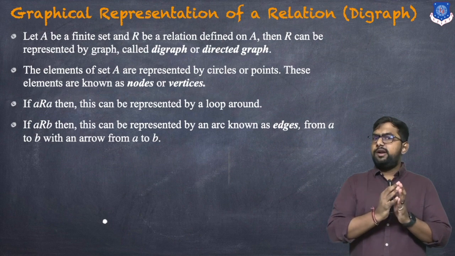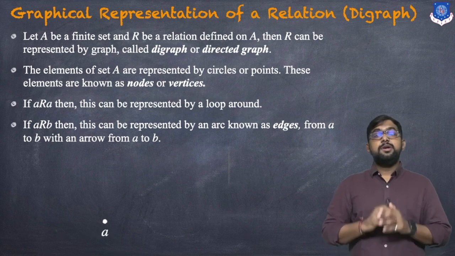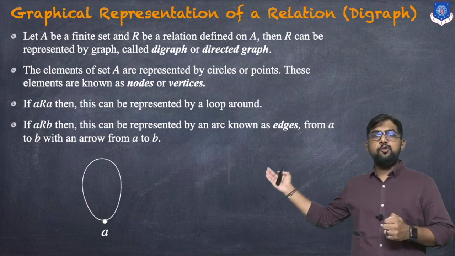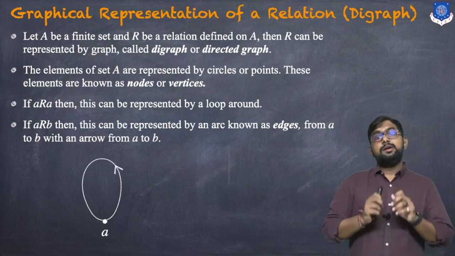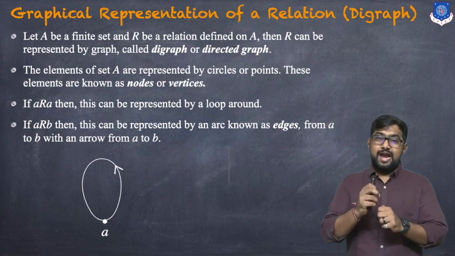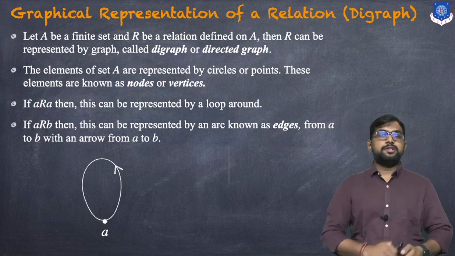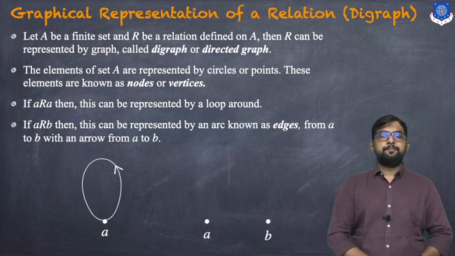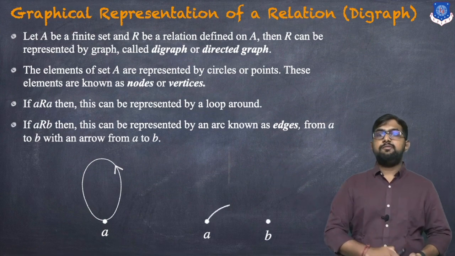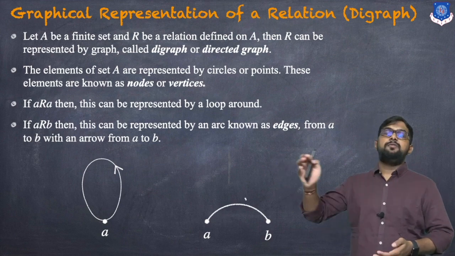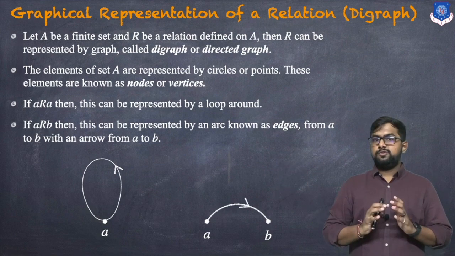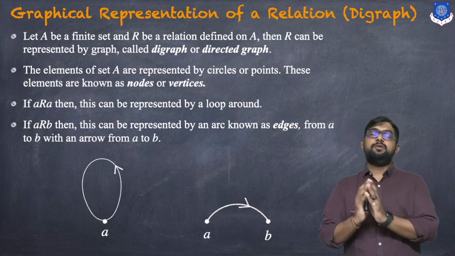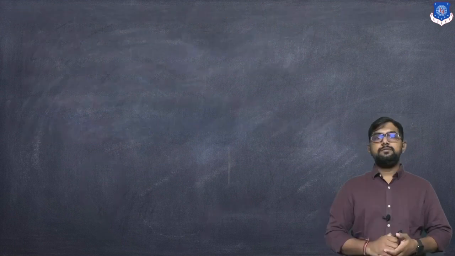Take one point and name it A. If A is related to A, then we will draw this type of loop with this arrow. Now if A is related to B, for that we have to consider 2 points, so let us take A and let us take B. Now A is related to B, then we will draw this type of arc with this direction. So if A is related to A, there will be a loop, and if A is related to B, then there will be an arc.